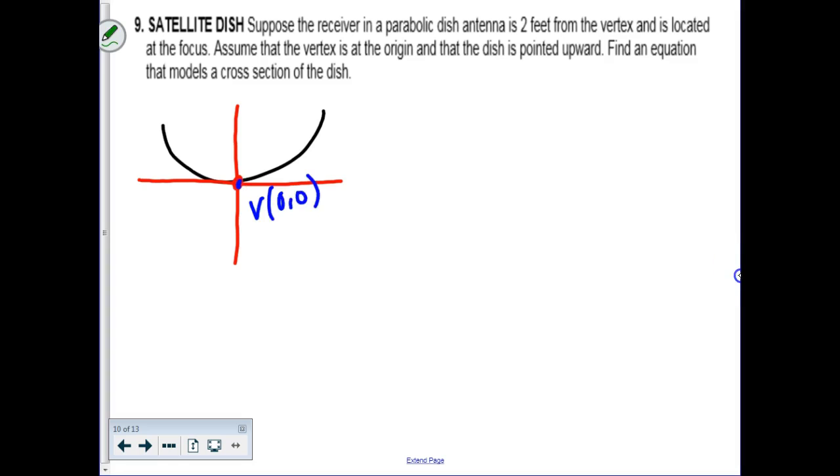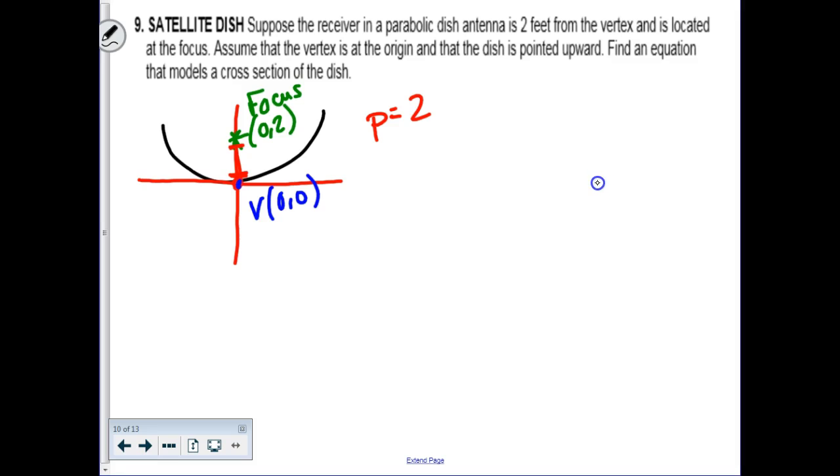And then that clue about the antenna being 2 feet above it, well, that's the focus. So if this is your focus, I think they secretly told you a very important clue to our equation writing. How large is p? It's just 2. p is the distance from your vertex to your focus, or your vertex to your directrix. So if it's 2, it's 2. So you have an h, you have a k, you have a p. I think we're ready to come up with a formula.